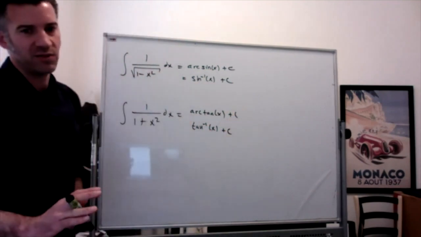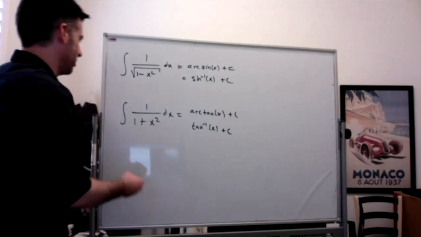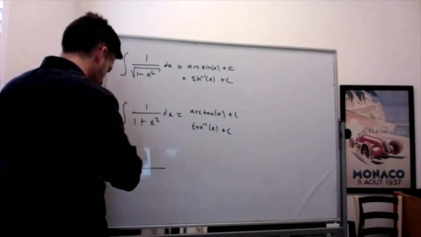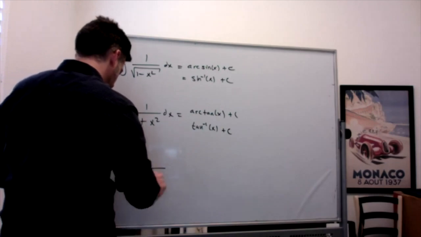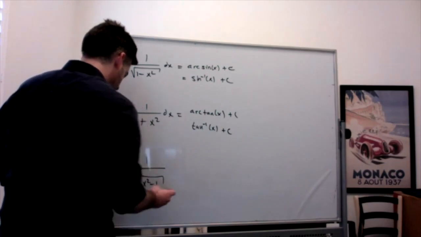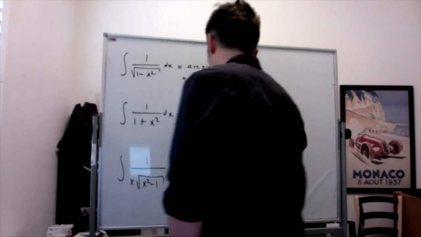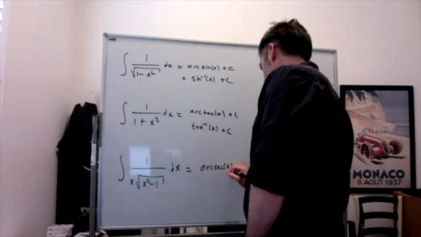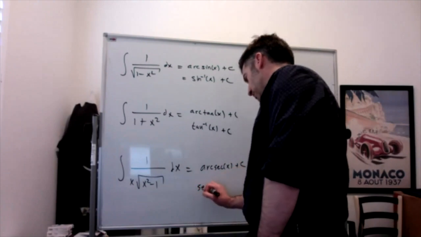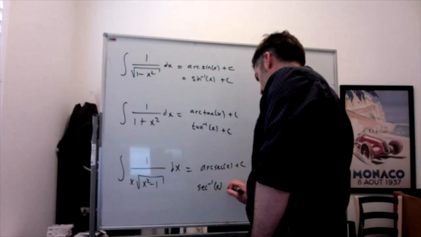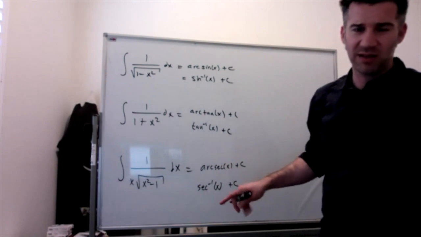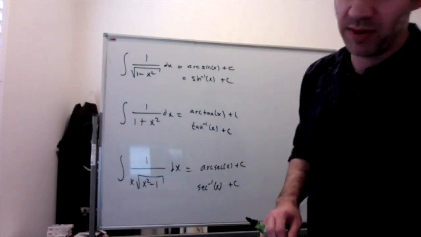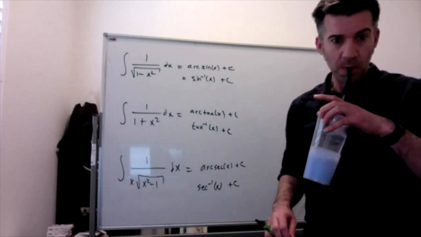And then the last one, which probably shows up less, but you should still be aware of, is that the integral of 1 over x times the square root of x squared minus 1 dx is the arc secant of x plus c, or the inverse secant of x plus c. Sometimes there's an absolute value on the x there. I wouldn't sweat that too much. Usually people will help with that if there's an issue.